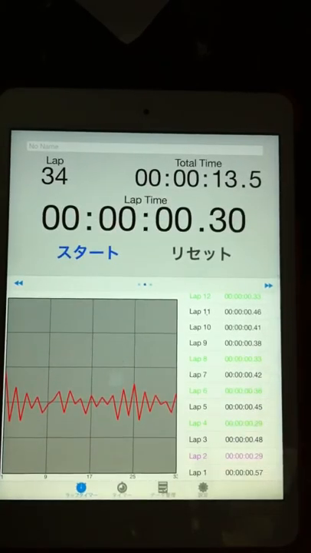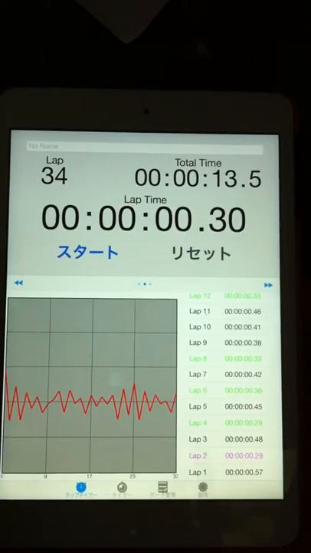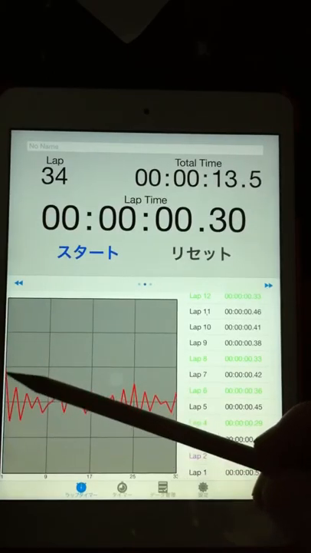0.79 seconds. First beat difference is 28. Its ratio is 35% strong bounce, normal bounce.